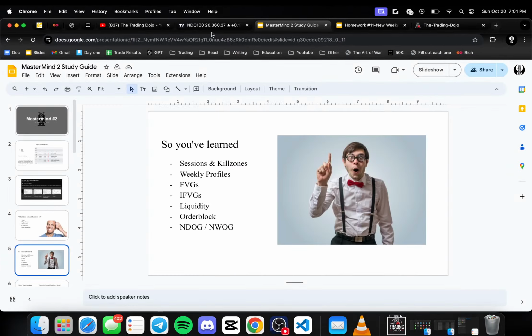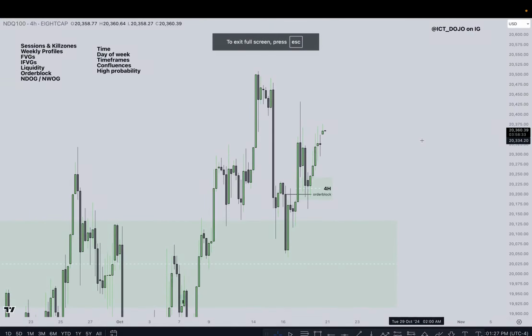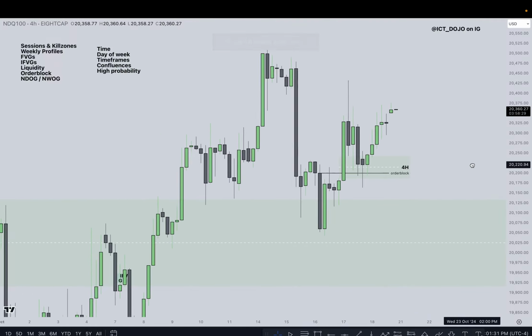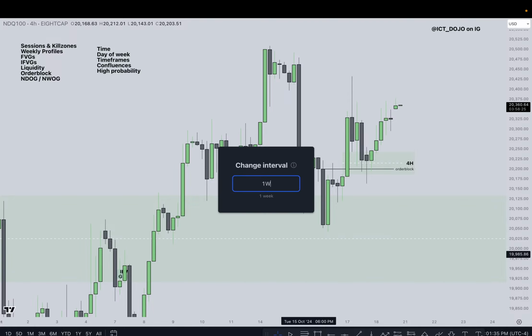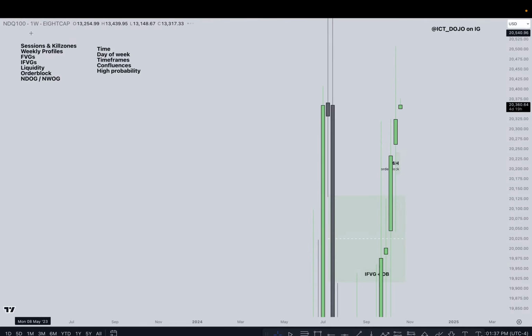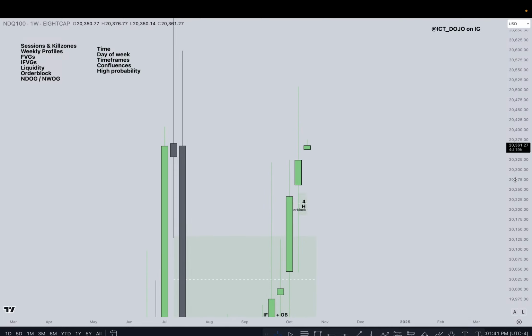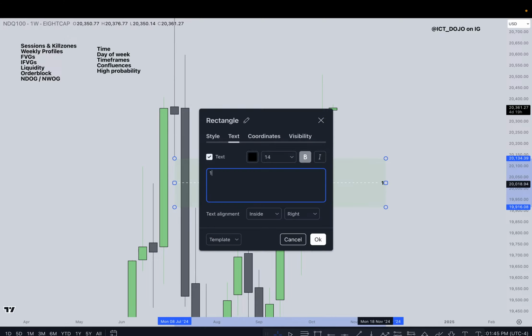So let's hop into the charts. I wrote both of these on the side right here so you can look at them if you join late. And I'm just going to go over the most recent example of a low probability buy. So obviously, starting off, what I actually marked out here was this weekly fair value gap, and I'm on the Forex version of NASDAQ, that is NDQ 100. So you can see that we've been trading around this weekly fair value gap, 1 week.